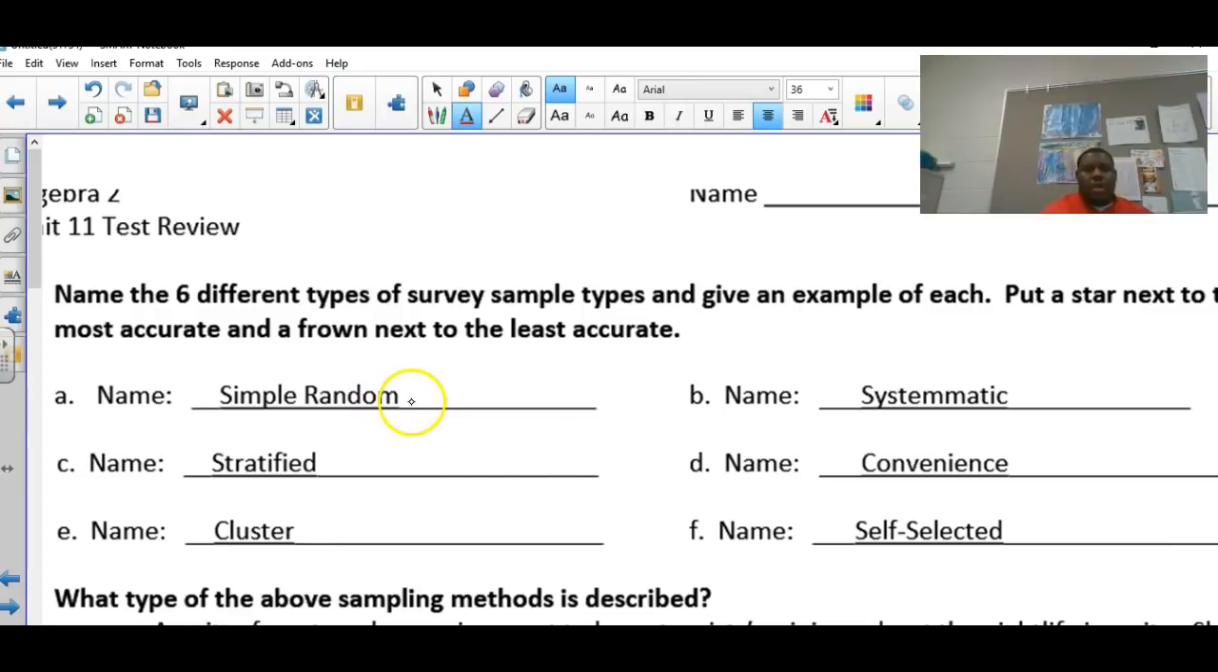Simple random is if you had a list of every student in Archer, and you picked 100 at random. That's simple random. Every student is on the list.